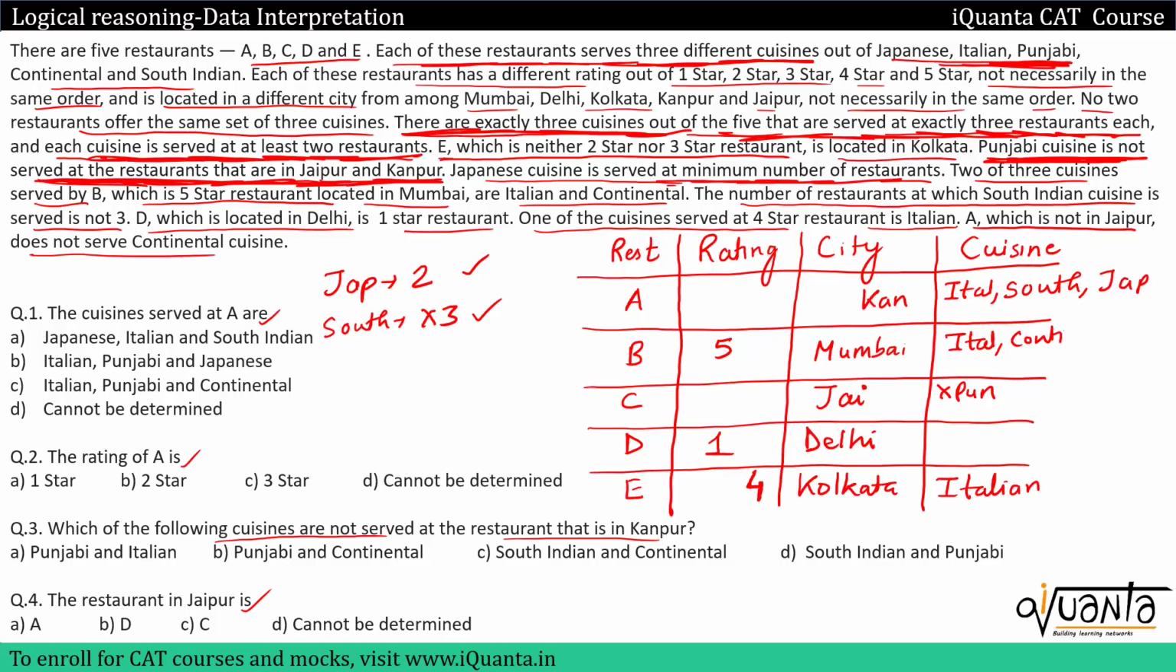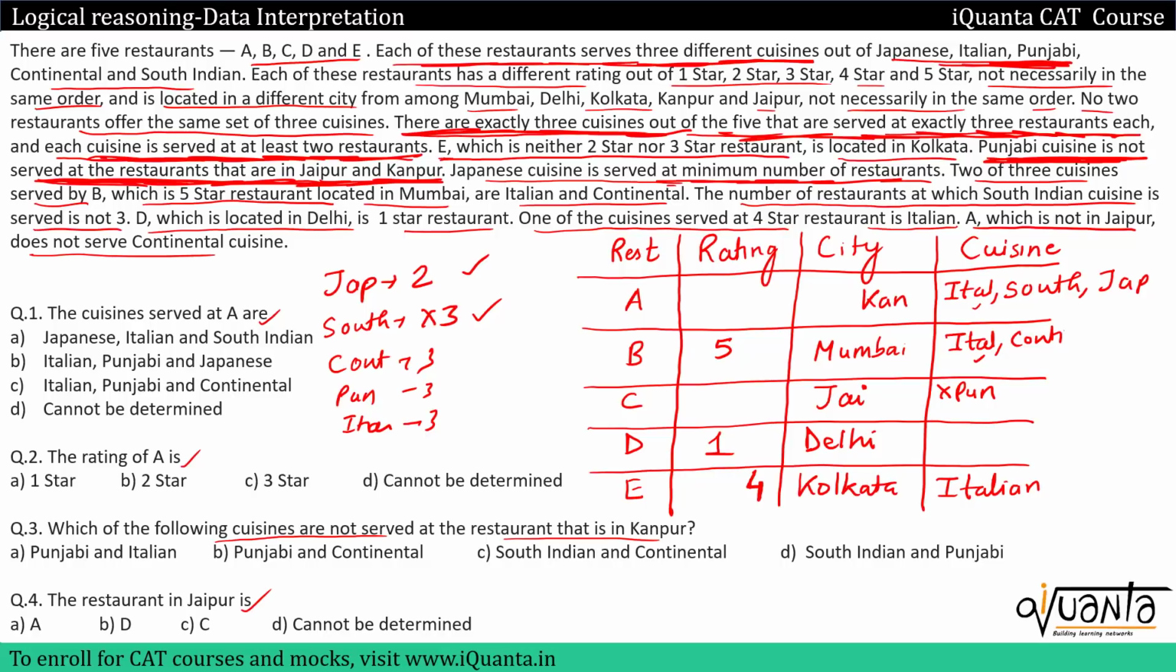So 3 remaining cuisines are continental, Punjabi and Italian. These will be served at 3 restaurants each. Okay. So if I look into Italian, we already have assigned Italian to 3 restaurants, restaurants A, B and E. That means Italian cannot be assigned to any more restaurant. That means we will write not Italian in every restaurant where we have not assigned Italian.